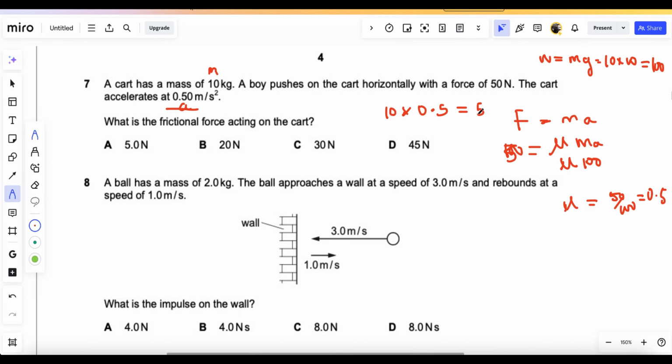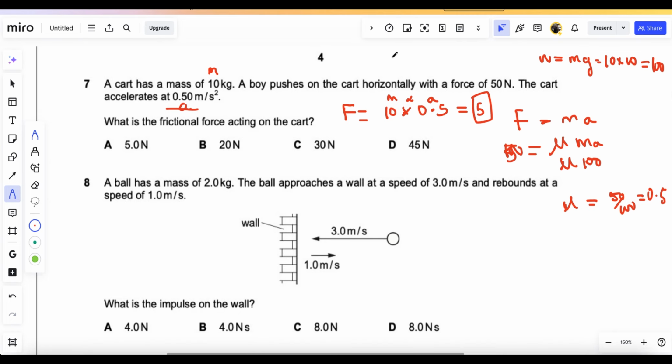Okay, so that's 5. To get the frictional force that was acting on the object, remember the boy pushes, you get F equals MA. This is your F equals MA formula. So the mass, this mass, and this is the acceleration of the object, 0.5. Multiply the acceleration by the mass, you get 5. After getting this 5, you subtract it from the original force that was pushing the object. You get the frictional force that is acting.